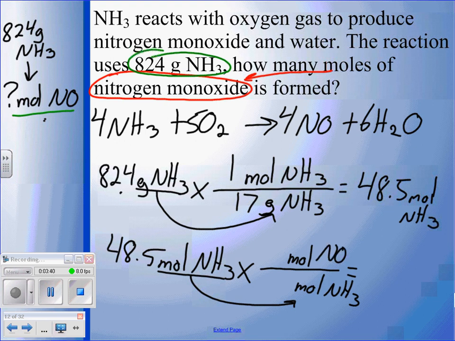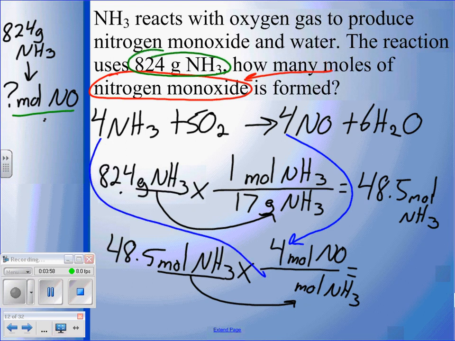Okay, now I went from one compound to the next. Now where do the numbers come from? Well, the numbers come from the balanced equation. So what number is in front of nitrogen monoxide? Well, that's a 4. Okay, this is a ratio. So 4 will go here. What's in front of NH3? That's a 4 as well. So 4 will go here. Work this out. Doesn't really change anything. I'll end up with 48.5 moles of nitrogen monoxide. And that's how you solve gram to mole problems.